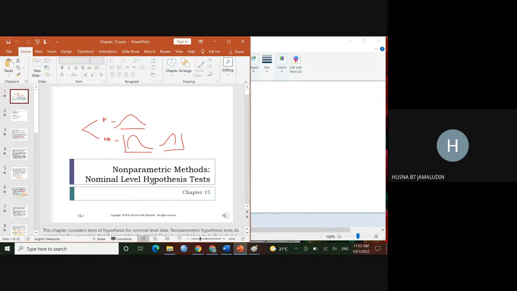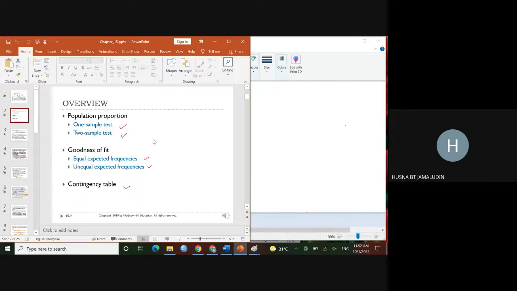I don't want to explain what nominal is because I'm assuming you should know what it is. So under non-parametrics, what do we have? There are 5 formulas here. First, you have population proportion. Under proportion, you should be able to distinguish between one sample and two sample. Then you have goodness of fit, and you should be able to distinguish between equal and unequal expected frequency.